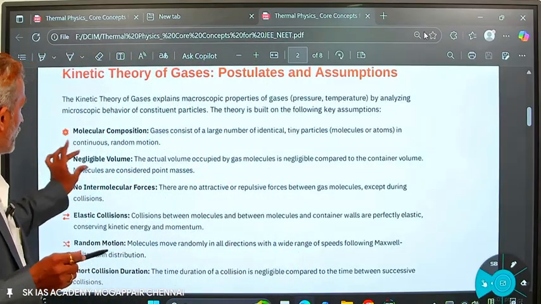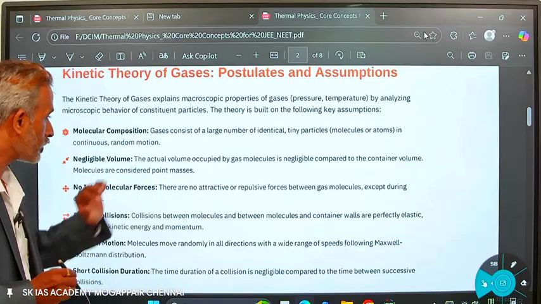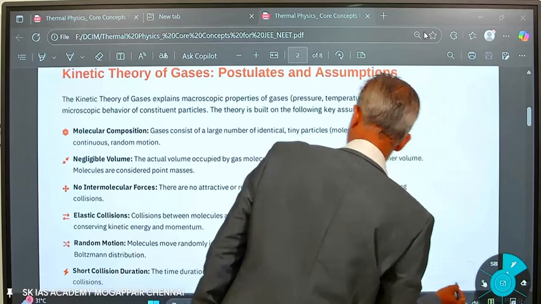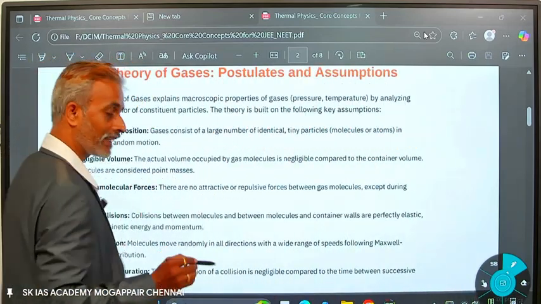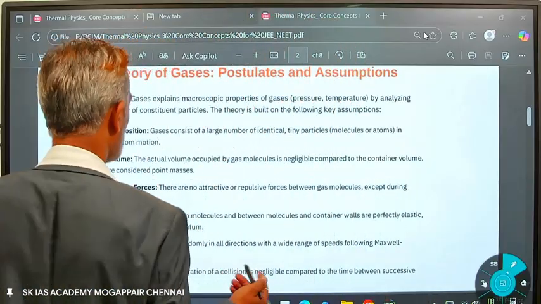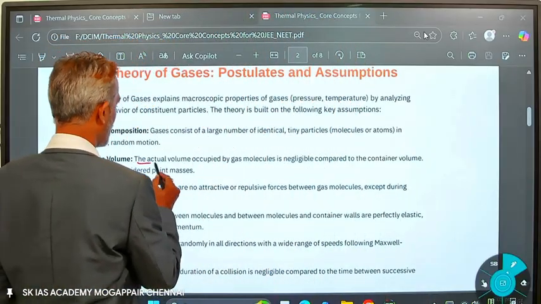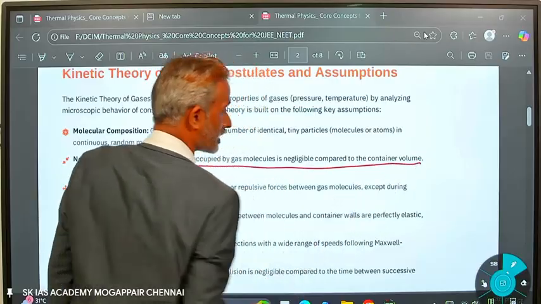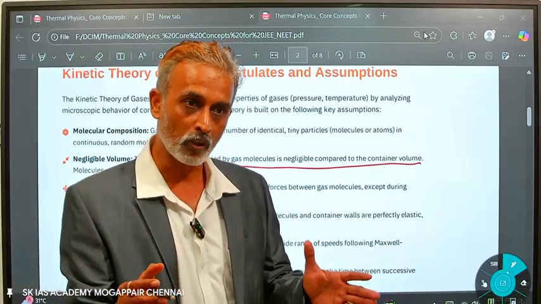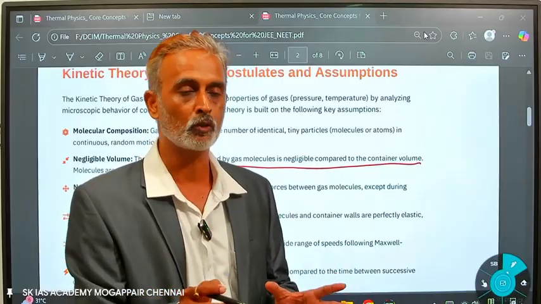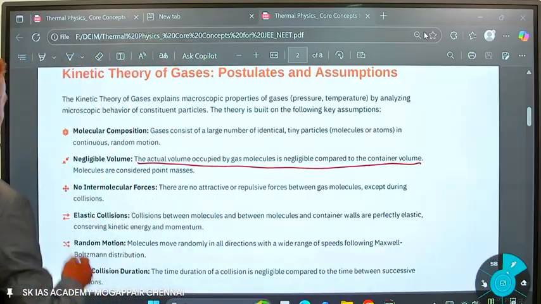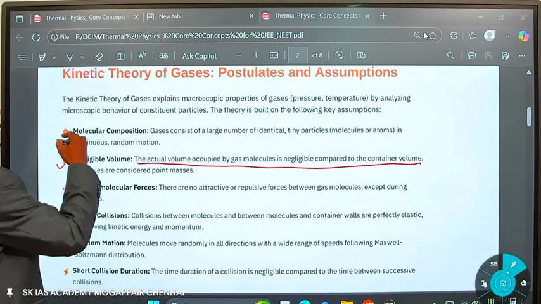Second, negligible volume: the actual volume occupied by the gas molecules is neglected. When you take the volume of the molecules and atoms, it is neglected. When we take the container volume in comparison to the gas molecule volume, we take the molecule volume as negligible. This is the second postulate.